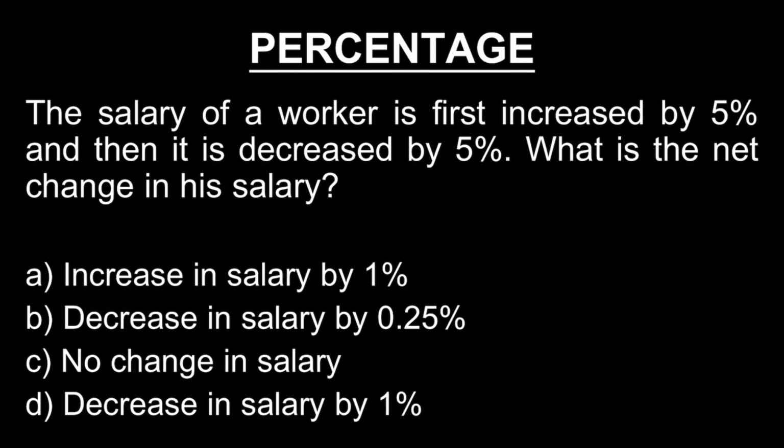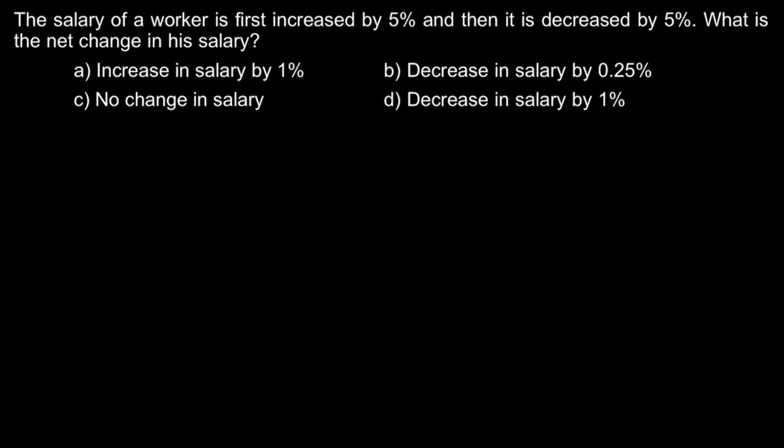In this video, let's try to solve this question. The salary of a worker is first increased by 5% and then it is decreased by 5%. What is the net change? If you look at this question, prima facie it may appear that there is no change in the salary. Initially it is increased by 5% and then it is decreased by 5%. So you may think like there is no change in the salary.